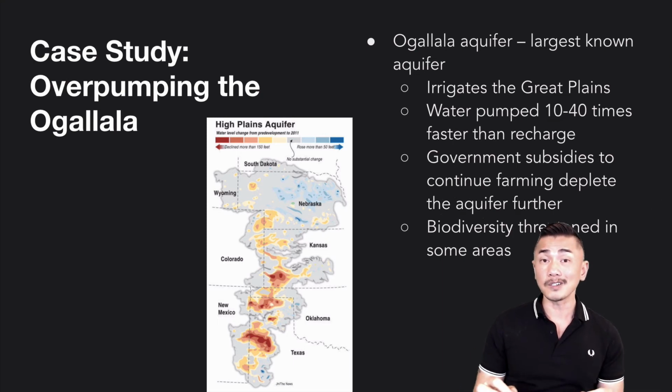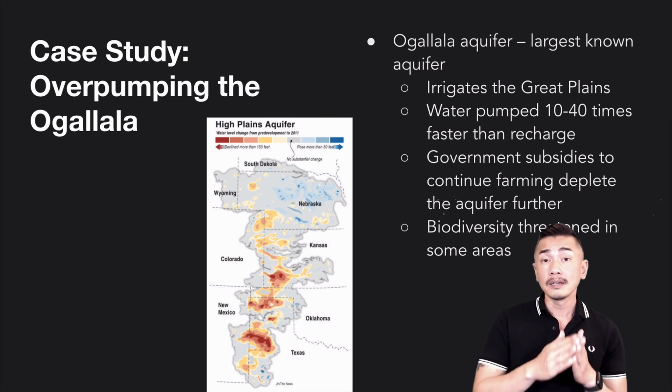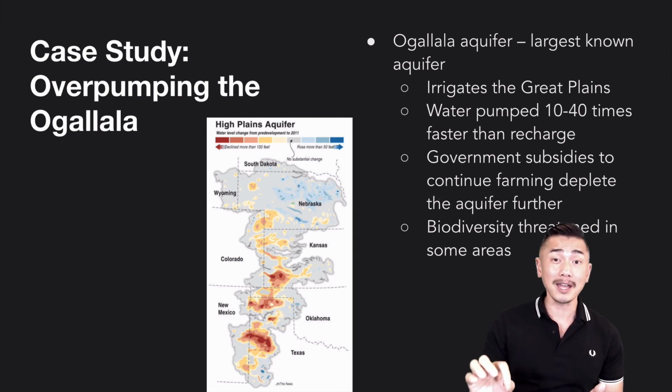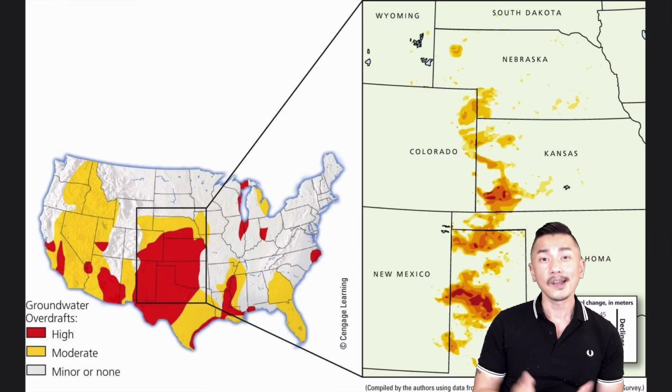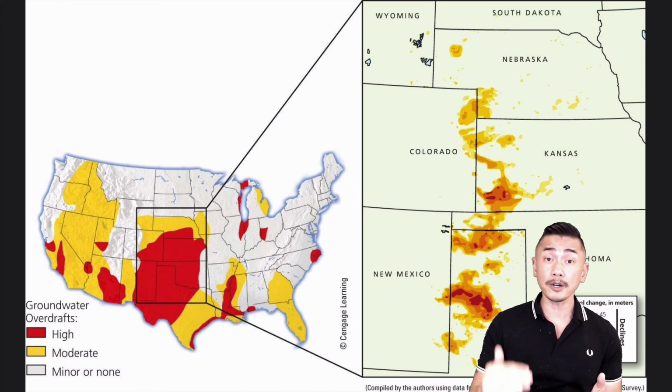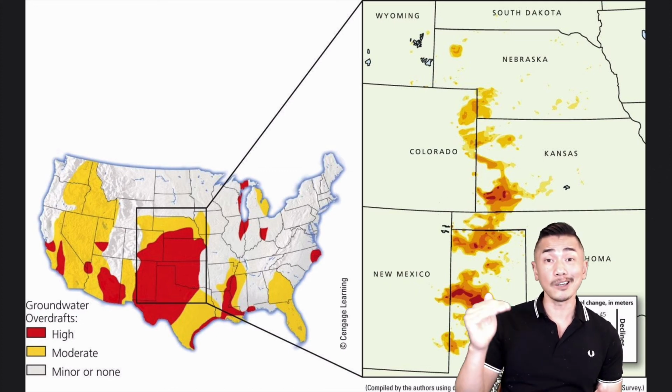Government subsidies are incentivizing farming and, as a result, incentivizing the rate at which the aquifer is depleted. Scientific studies have shown that biodiversity has been threatened in some areas above the aquifer. This map shows areas of the United States where groundwater overdraft is high or moderate. It also shows water level changes in the Ogallala Aquifer in meters.